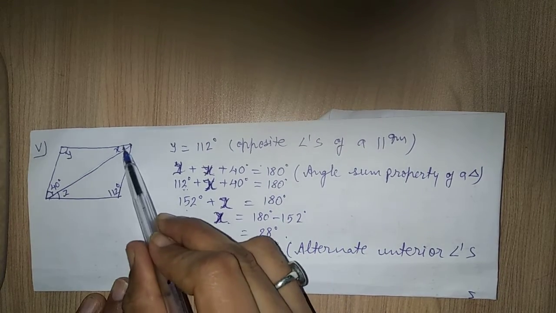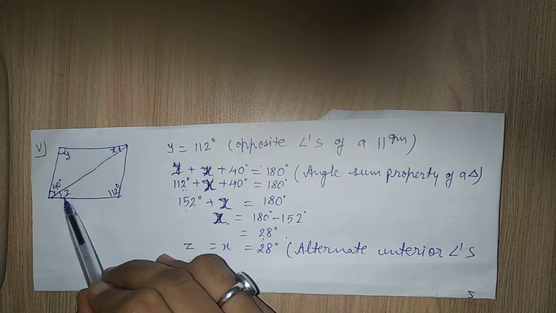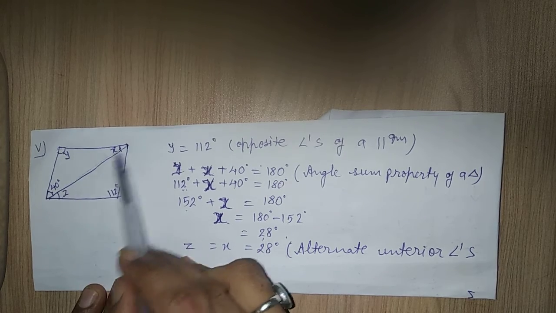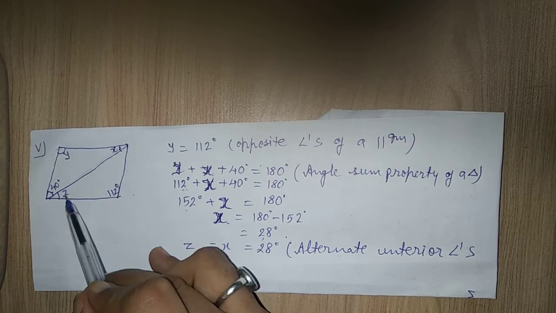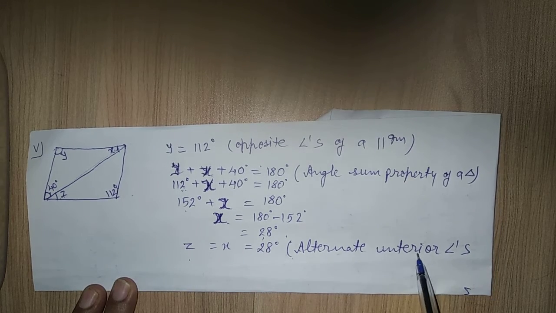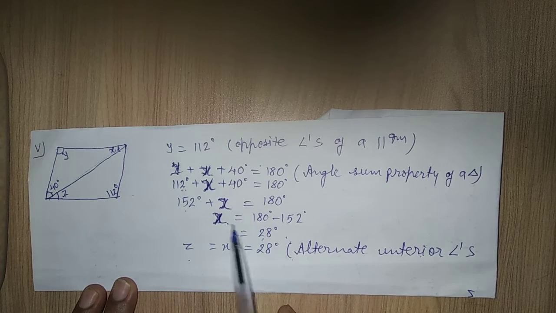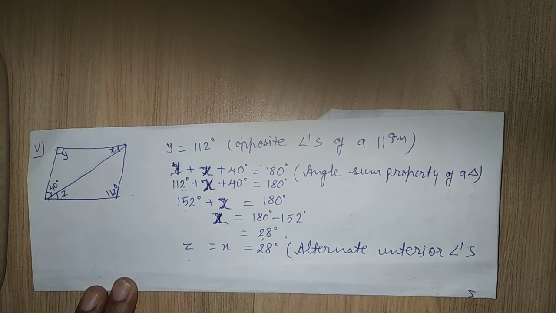Similarly, z is equal to x since these are alternate interior angles, because this line is parallel to this line and this is a transversal. So x is equal to z and these are alternate interior angles. Value of x is 28 degree. So value of z is also equal to 28 degree.